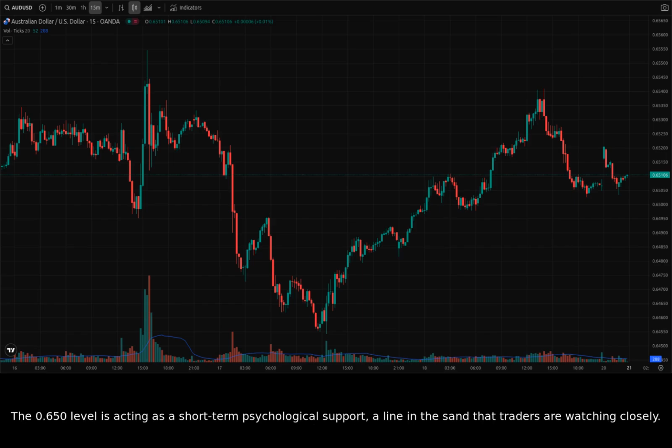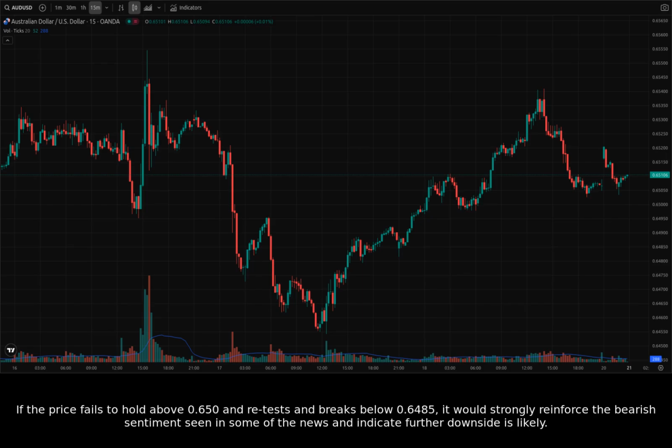The 0.650 level is acting as a short-term psychological support, a line in the sand that traders are watching closely. The news report about 0.6485 being a broken support level is highly significant. If the price fails to hold above 0.650 and retests and breaks below 0.6485, it would strongly reinforce the bearish sentiment seen in some of the news and indicate further downside is likely.